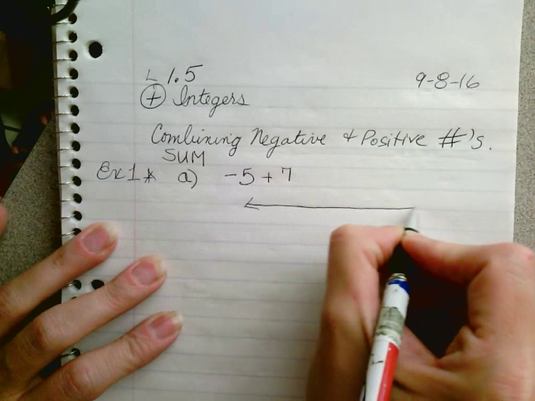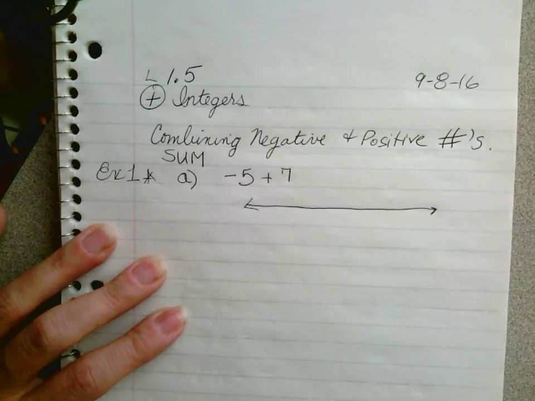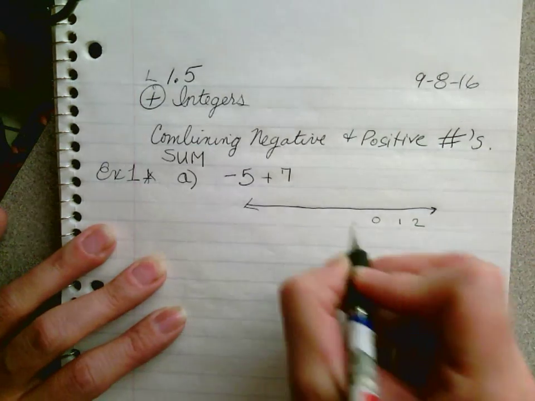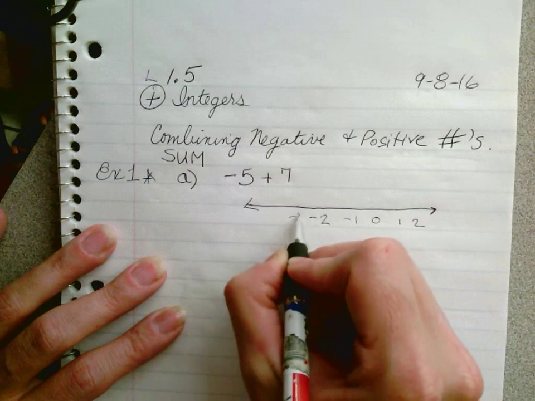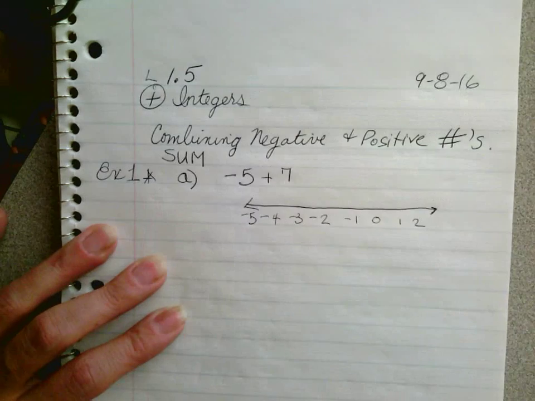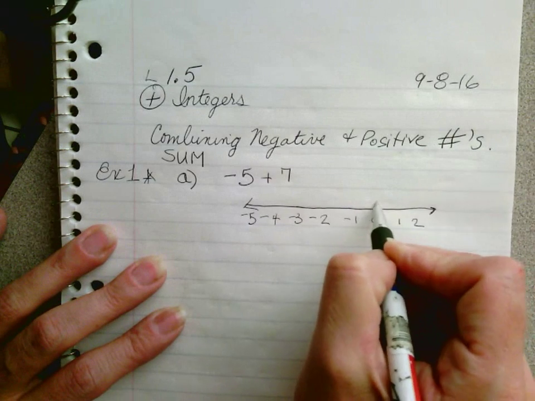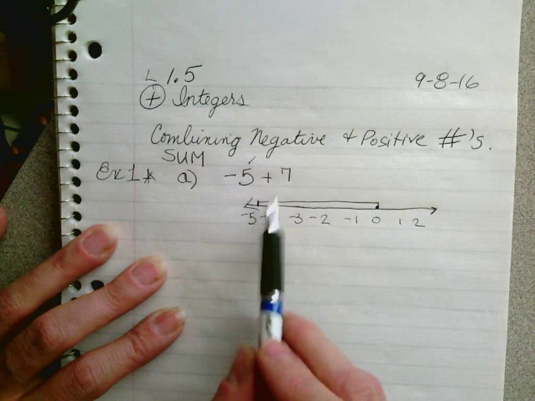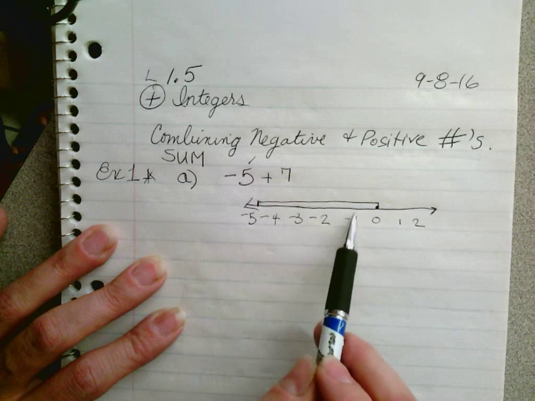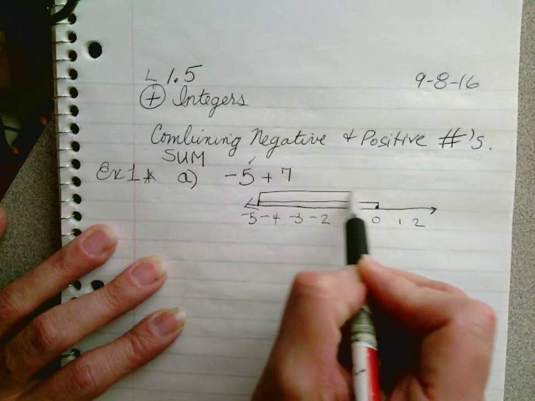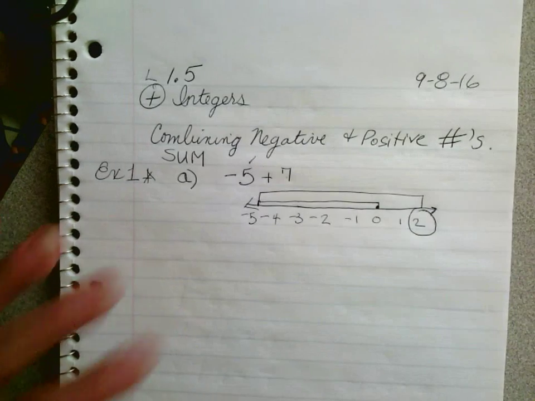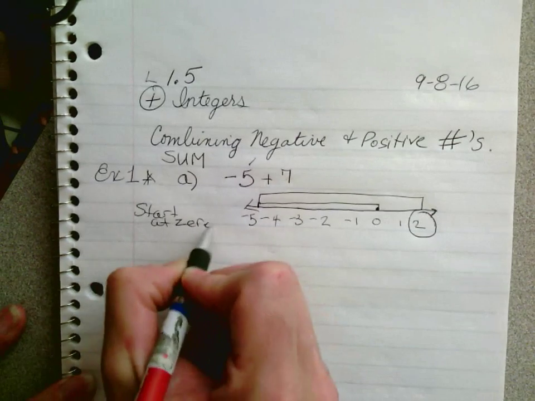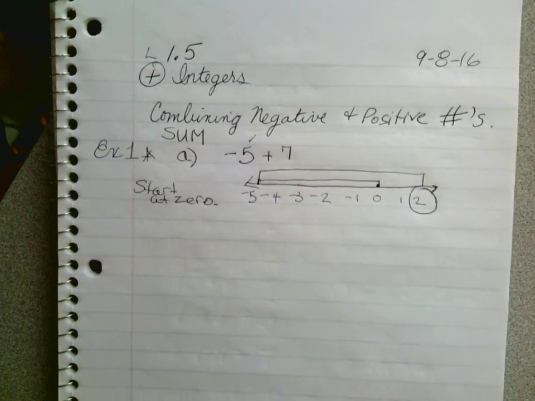So the two ways to do this, I know it's tedious and I'm sorry about it, is to start at 0, go to -5, and add 7 to it. 7 positive: 1, 2, 3, 4, 5, 6, 7, which results in the answer 2. So this is start at 0. That's the start at 0 method. I don't care which one you use.